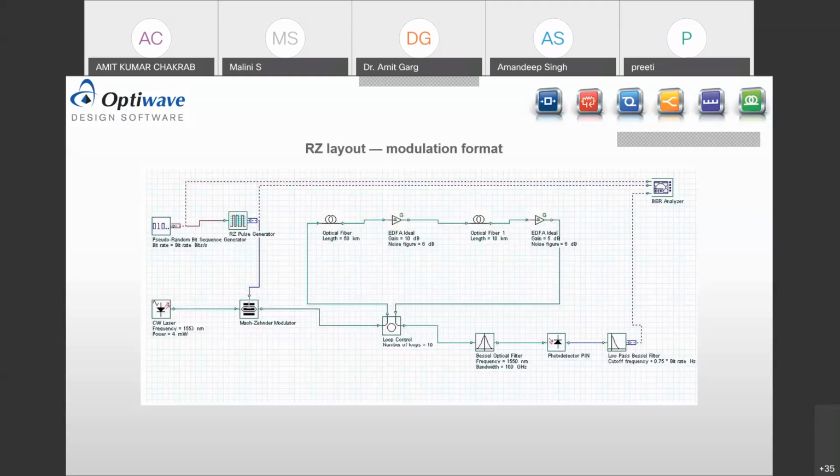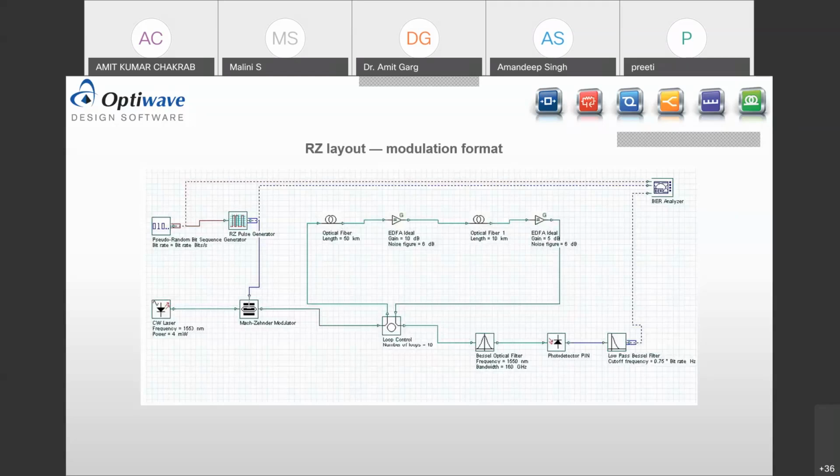The transmission part includes the generic components with power 4 milliwatt, then the channel optical fiber of 50 kilometers, then an EDFA amplifier, then again optical fiber for 10 kilometers. Here we are using the 10 kilometer optical fiber as a dispersion compensation fiber. So this is basically a DCF with proper parameters. We can discuss the parameters used in this also.